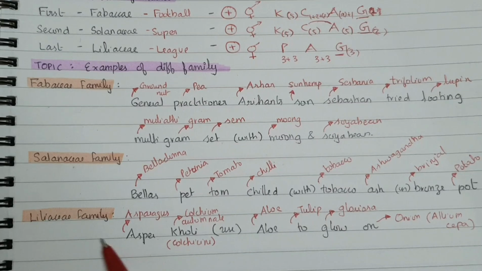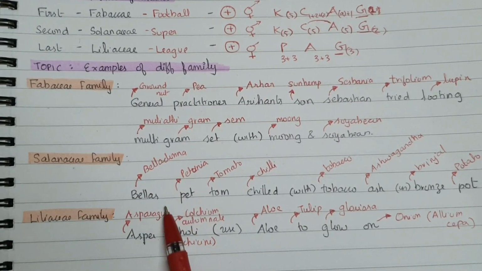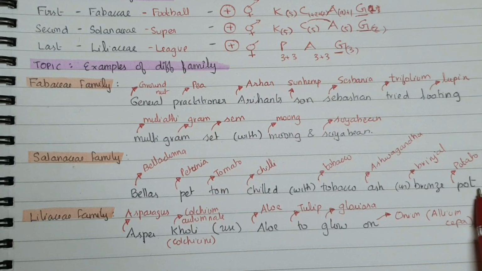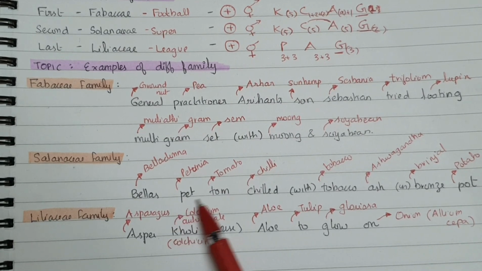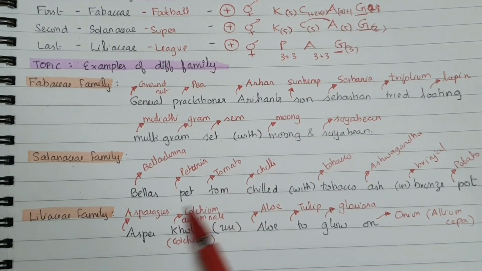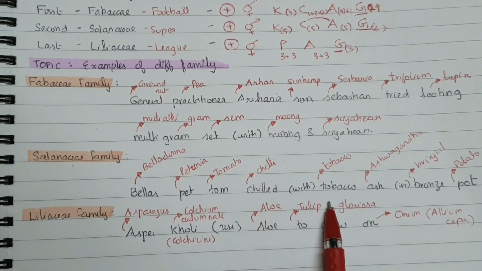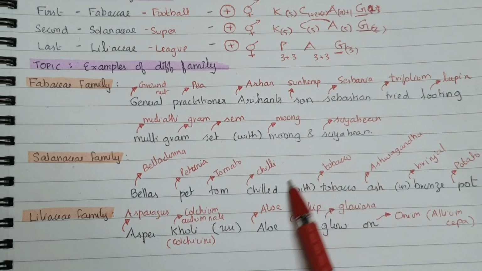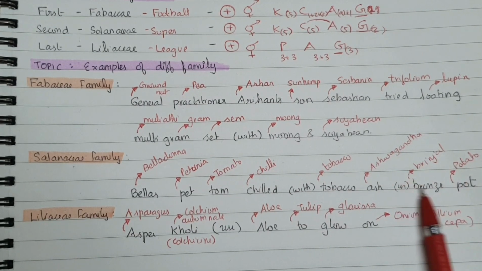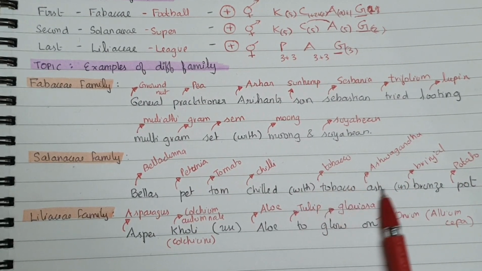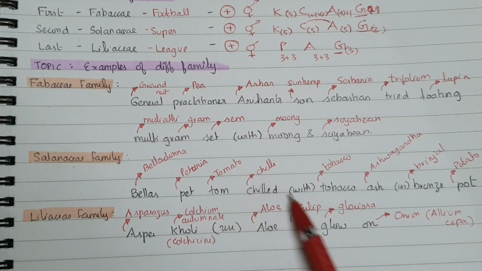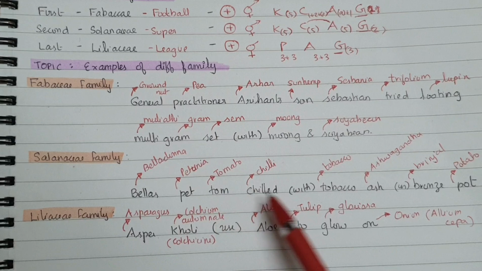Okay, the next trick for the Solanaceae family is Bella's pet Tom chilled with tobacco ash in bronze pot. Bella has this pet named Tom. What did this Tom do? Tom chilled with tobacco ash, which was present in the bronze pot. So Bella's pet Tom chilled with tobacco ash in bronze pot.